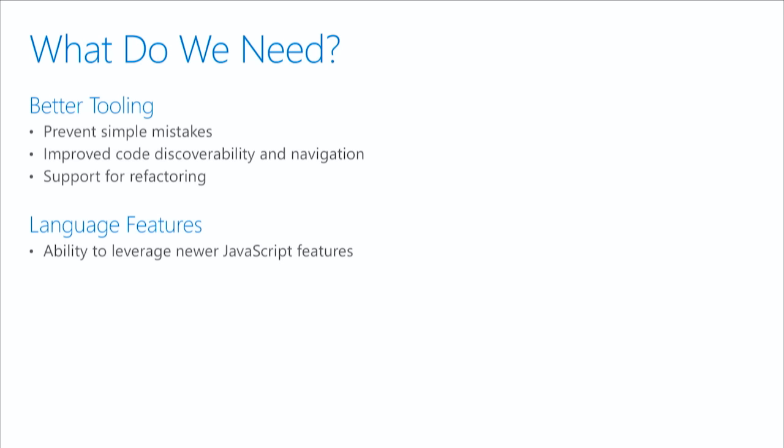We also want support for refactoring. If I want to rename something, again, I don't want to have to be searching for strings throughout our application and guessing, is this something I need to rename? We also want to be able to leverage new language features. JavaScript is being updated on a fast, regular cadence now. We want to be able to use those features without necessarily worrying about if they are supported in the browsers that our users are using.